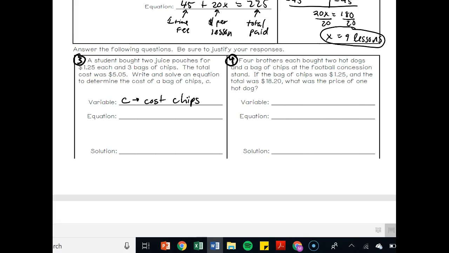And you can ask yourself, okay, I'm going to get 2 juice pouches for $125 each. This is actually a constant, but it's not $125. If they're $125 each and I have 2 of them, then actually I'm going to be paying $250. So it's really going to be the juice, 250, plus the 3 bags of chips, but I don't know their cost. In fact, I should say C, like I said I would. So plus 3C is equal to the total, 505, right? So there's your 2-step equation.